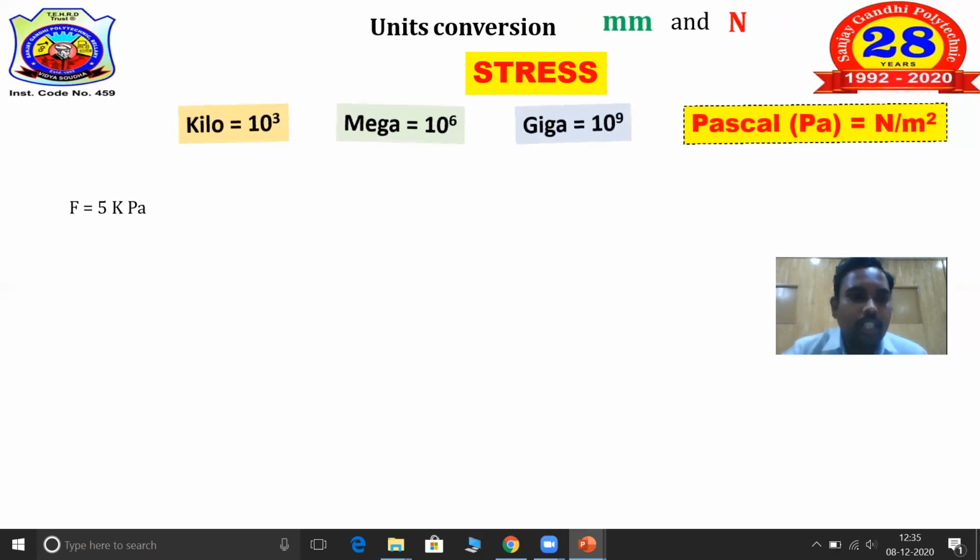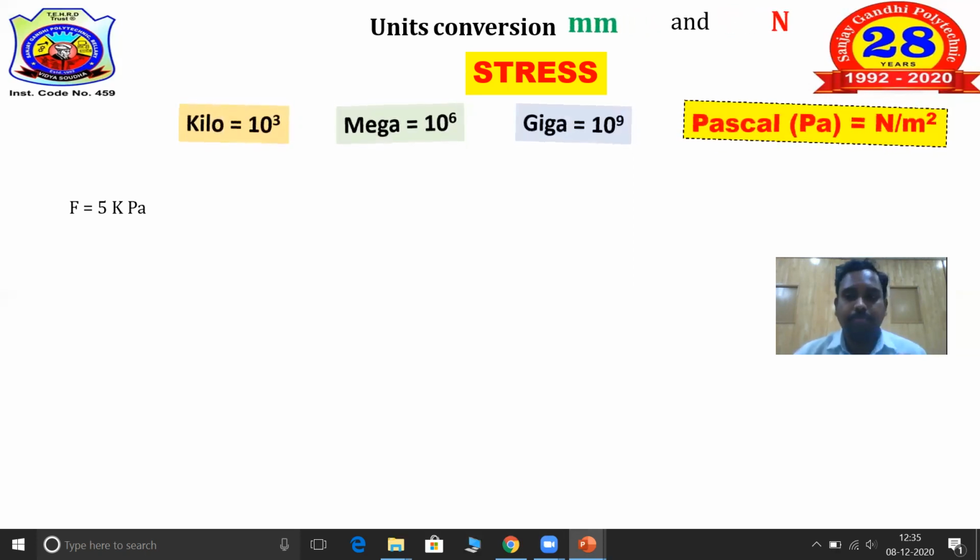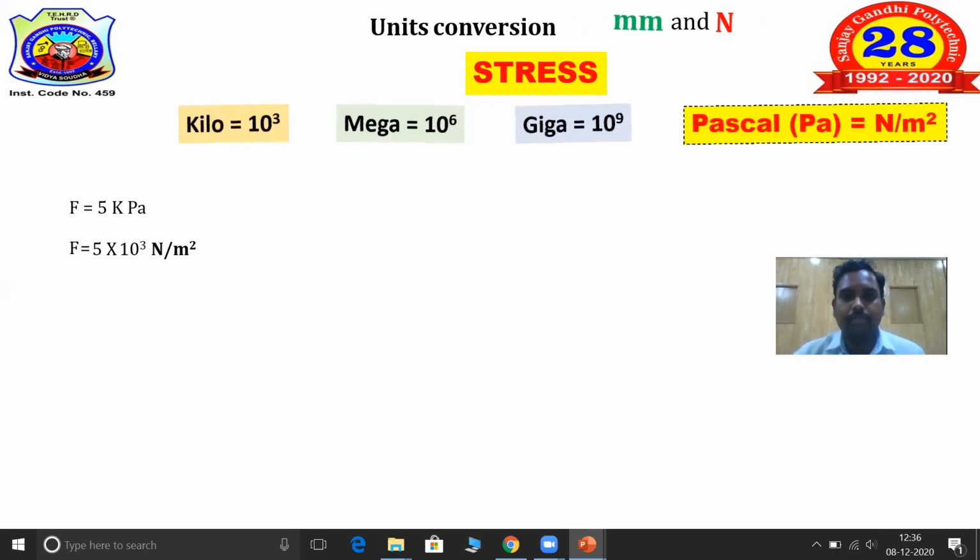Friends, it's very important. Just observe this. F is equal to 5 kilopascal. F is nothing but stress. Here, I'll take F as stress. It should be a small f, but I have it in capital letter. It's not a problem. F equals 5 kilopascal. So write F as it is, equal symbol as it is, 5 as it is. In between 5 and kilo, there is nothing, so I'll put a multiplication symbol, and in place of kilo, I'll put 10 power 3. Now, Pascal is nothing but Newton per meter square, so I'll write Newton per meter square.